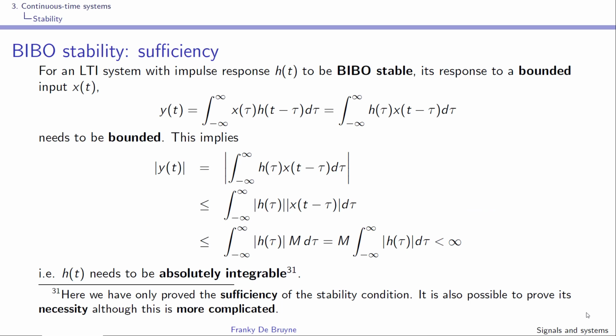Well, let's have a look at this proof for sufficiency. We're given an LTI system with an impulse response h of t. We have an input that is bounded, and we need to look for a condition under which the output will be bounded as well. So we know that the absolute value of x of t is smaller than some constant m for all t, right? And we need to look for a condition under which y of t will be bounded as well. So we need y of t in absolute value smaller or equal to some constant L for all t.